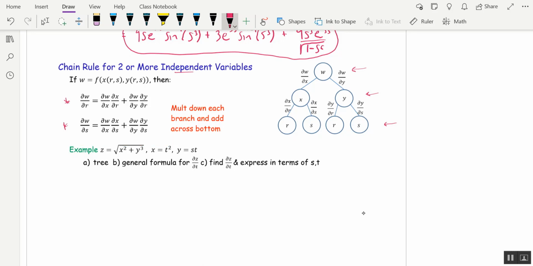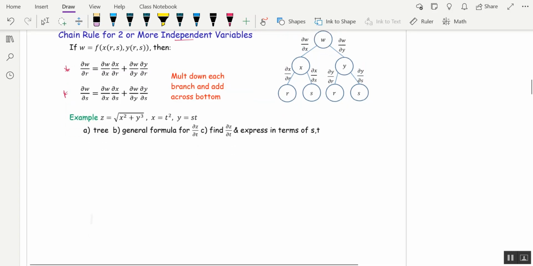And the way I get the formula for del w del r, for instance, is I only go down the branches that end in an r. So this one and then this one. Multiply along each branch and then I add. Same idea for del w del s, only go down the branches that end in an s. All right, so let's give it a try.